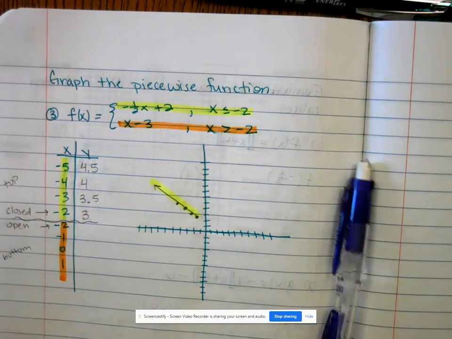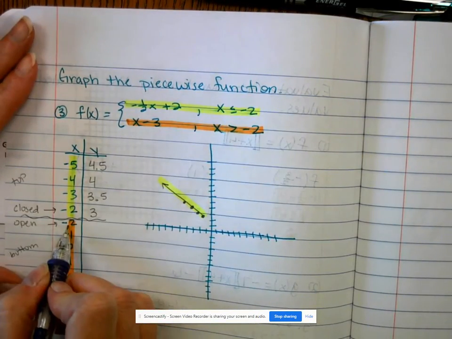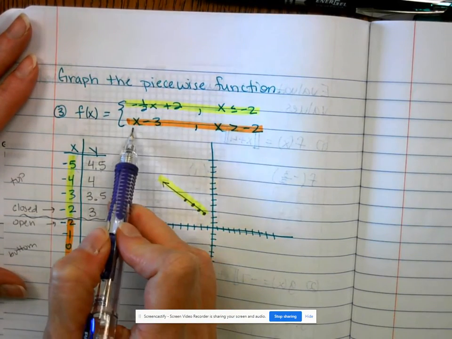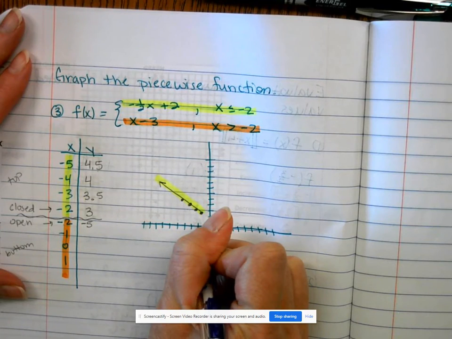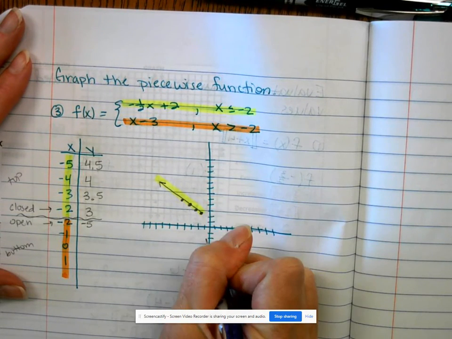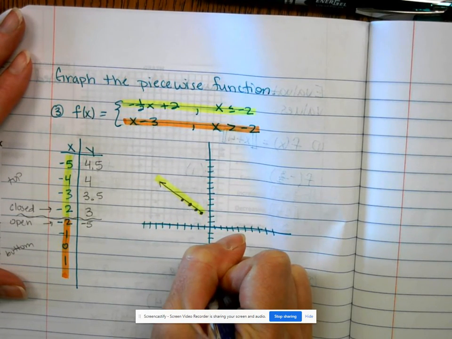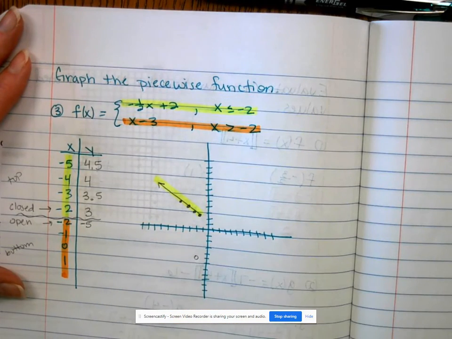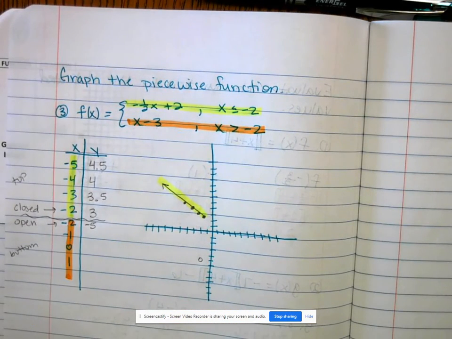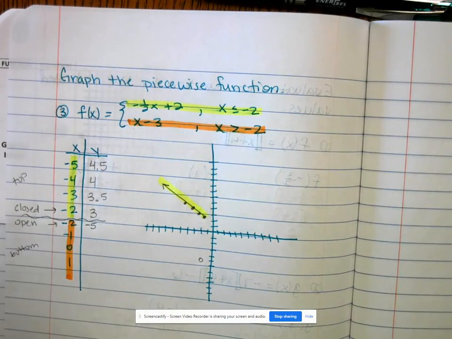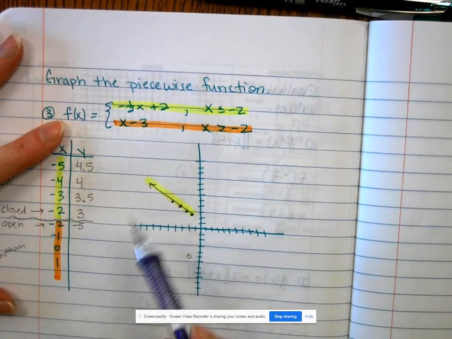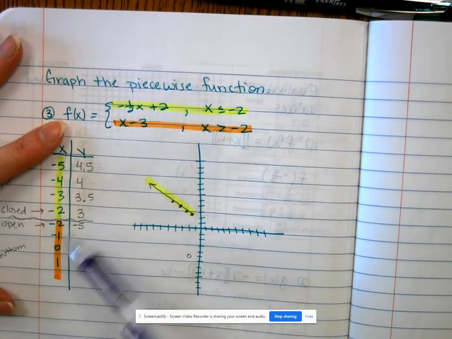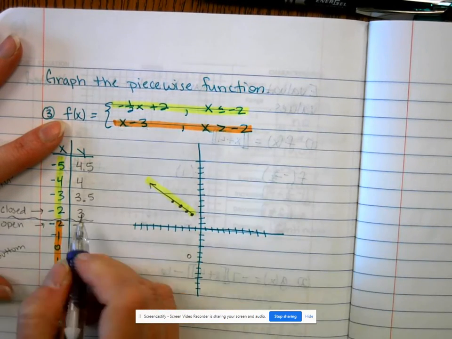All right, for the bottom, we plug in negative 2. You get negative 2 minus 3 is negative 5. We're going to plot that point, but we're going to plot it with an open circle because there's not really a point there, but we need somewhere to start from because anything all the way up to that point is going to be part of our function. All right, so if I plug in a negative 1, you have negative 1 minus 3 is negative 4.